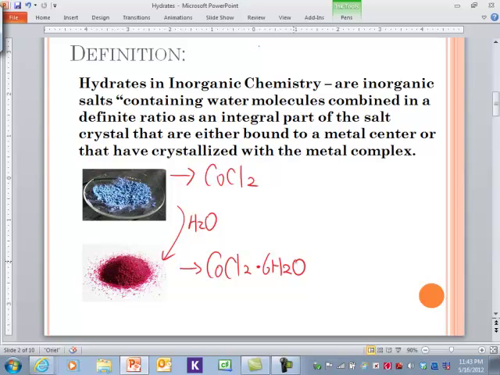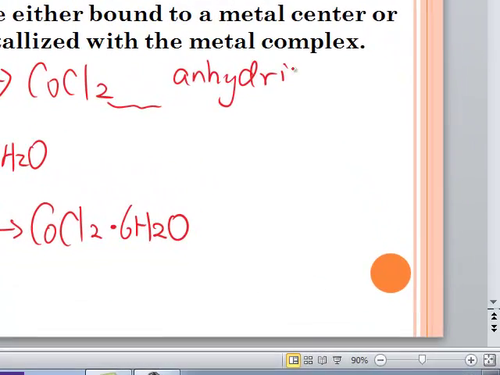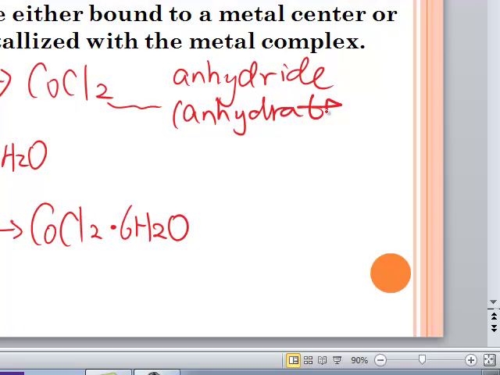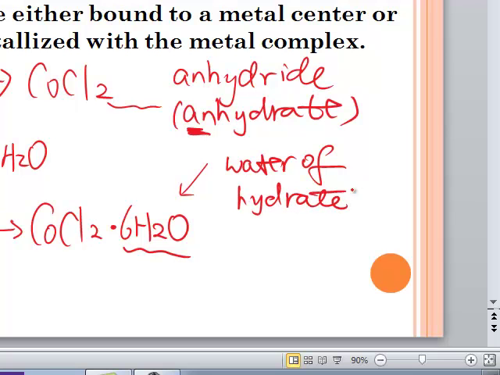There are some conventional names for those. Cobalt(II) chloride without the water is called anhydrate, or sometimes also referred to as anhydride, and in this case the prefix means no water. And this water is sometimes also referred to as water of hydration or water of crystallization.